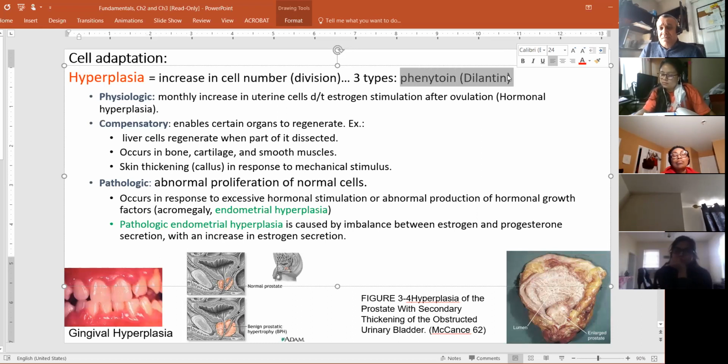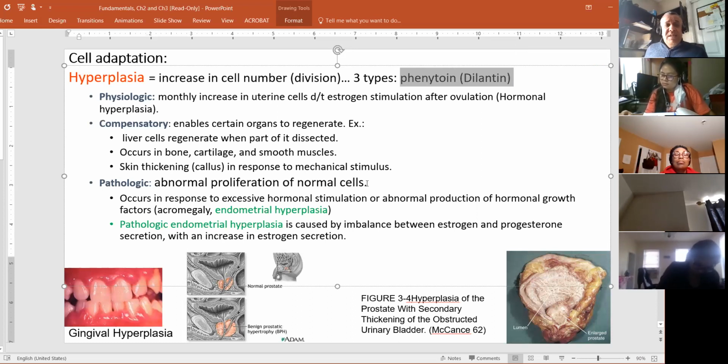So this is an anti-seizure medication used to treat seizures and convulsions or seizure attacks. One of the side effects is gingival hyperplasia. This is one of the adverse effects of the drug, that it will increase the thickness of the gingiva, or gingival hyperplasia, which is the increased number of the gingival cells, and that's one of the complications. So in this case, it will be pathologic. It's abnormal.